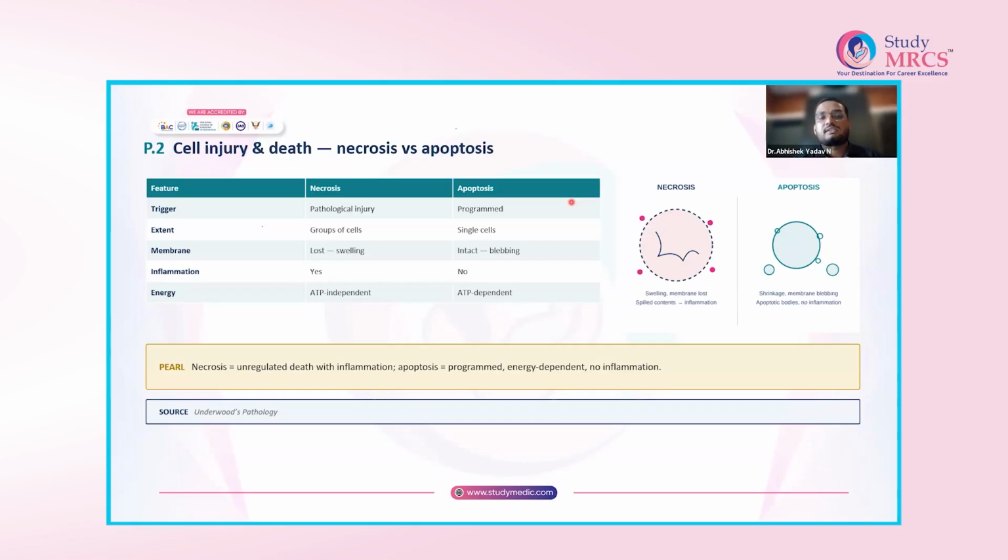So what is necrosis? In simple words, we can say it is homicide, whereas apoptosis is suicide. It is a single cell which undergoes death by itself. That's a programmed cell death, which is called apoptosis, whereas necrosis is a pathological injury.